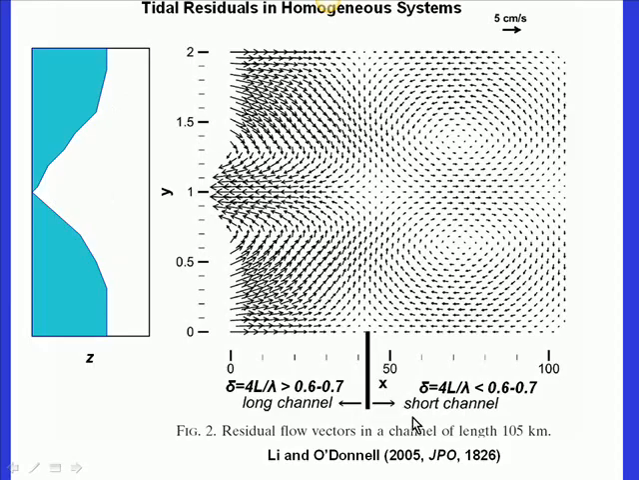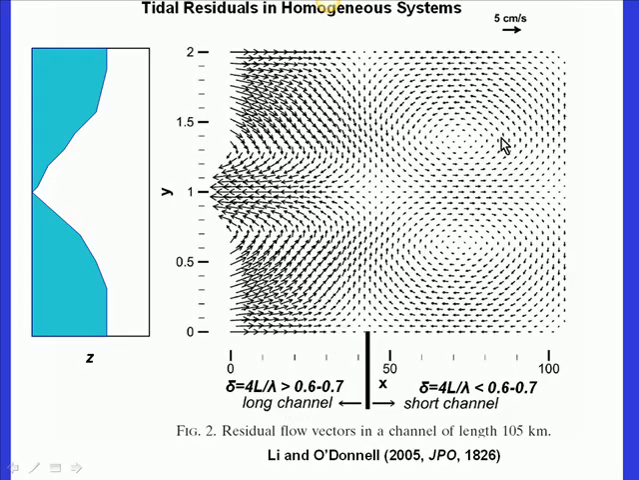So now we can classify a short channel where 4 times the length of the channel divided by the tidal wavelength is less than 0.6 or 0.7. Between 0.6 and 0.7 is the transition. So if you multiply the channel length times 4 and divide it by the tidal wavelength and get less than 0.6, it means that you have a short channel. And a long channel means that 4 times the length of the channel divided by the tidal wavelength is greater than 0.6.